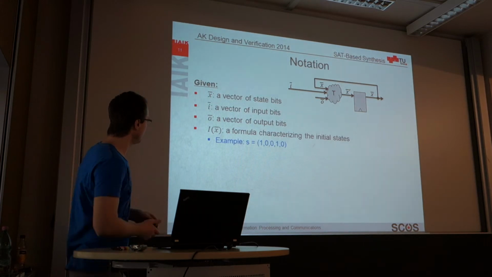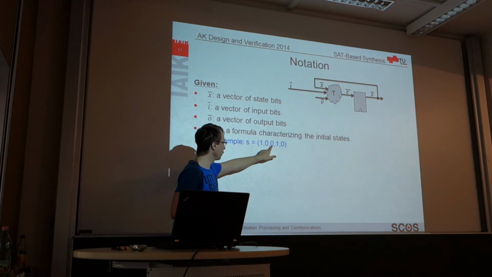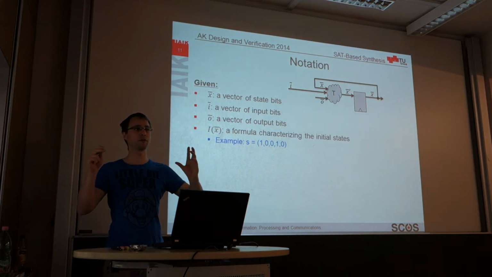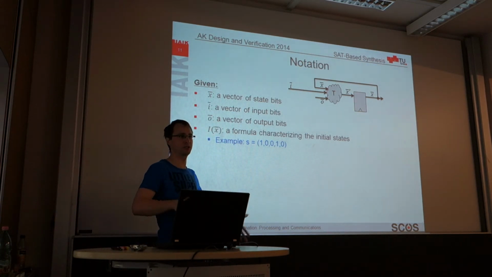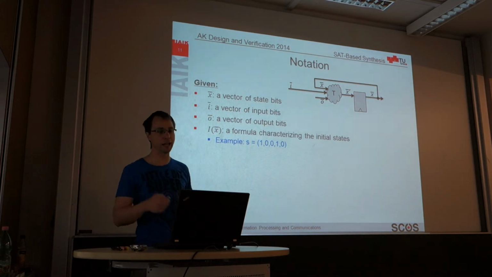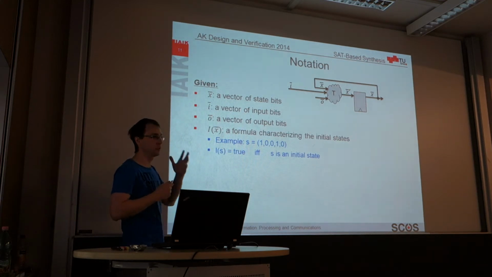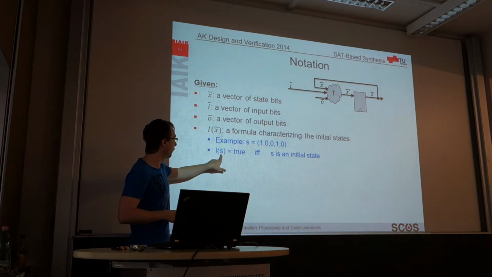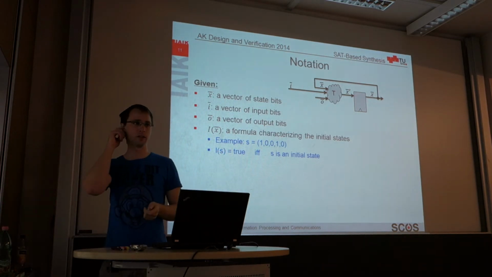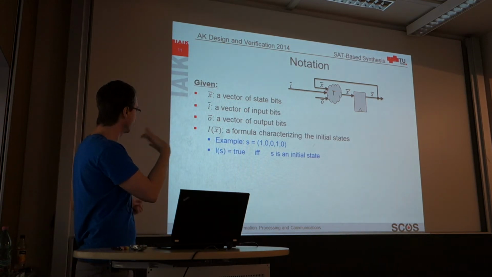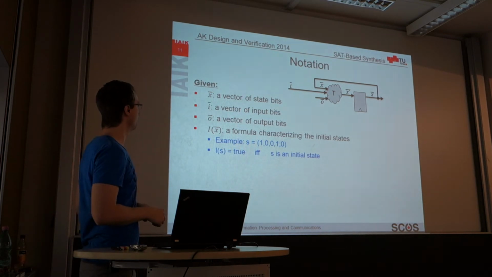So here is an example. Let's say we have 5 state bits. Then if we assign a concrete value to all of these state bits, then this defines exactly one state. So this assignment to all our state bits defines a certain state named S. Now our formula I is defined in such a way that it evaluates to true for this state S if S is an initial state, and otherwise it evaluates to false. So this is how we encode sets of states symbolically using formulas. Just to repeat it once more.